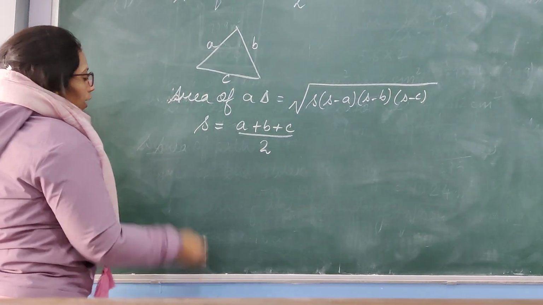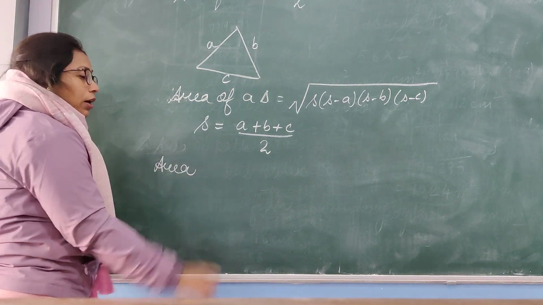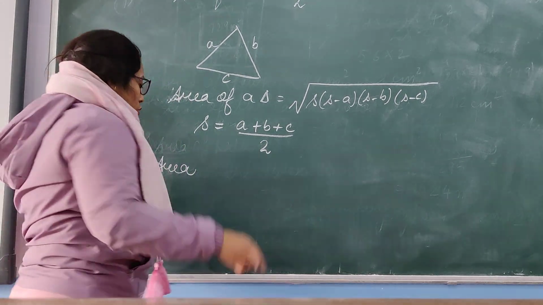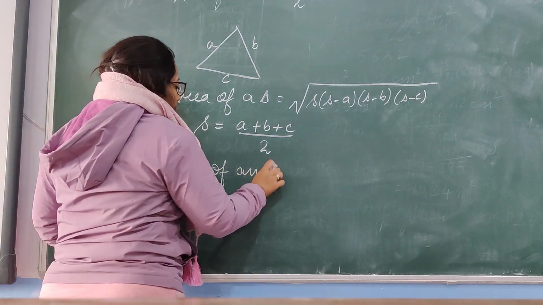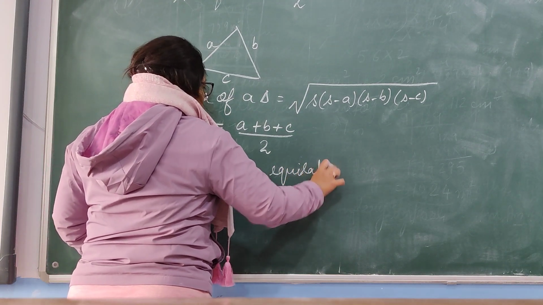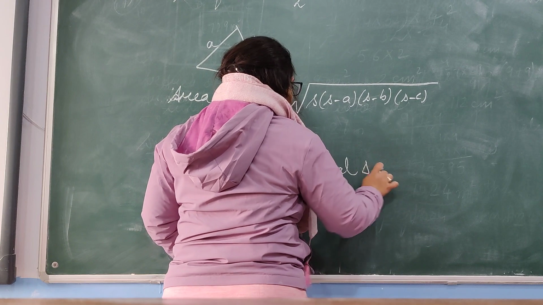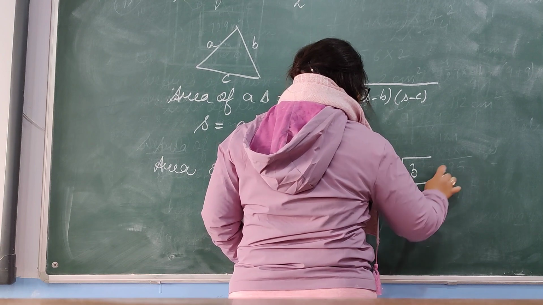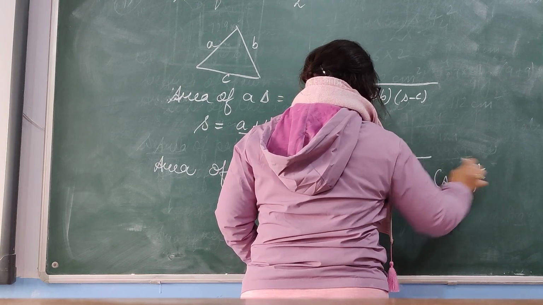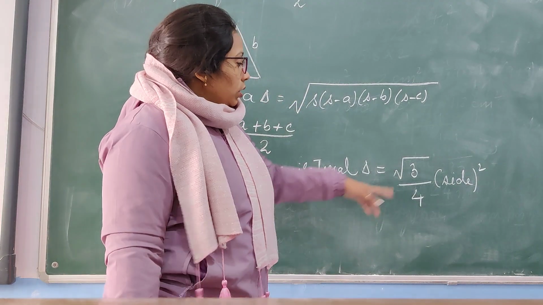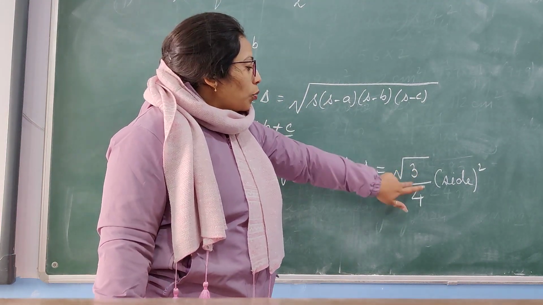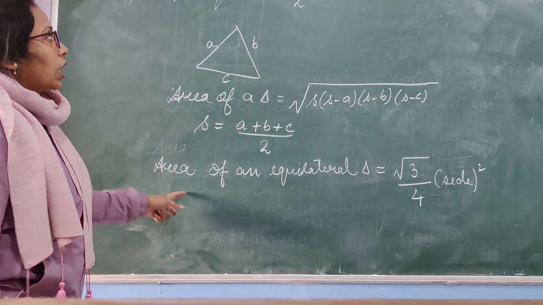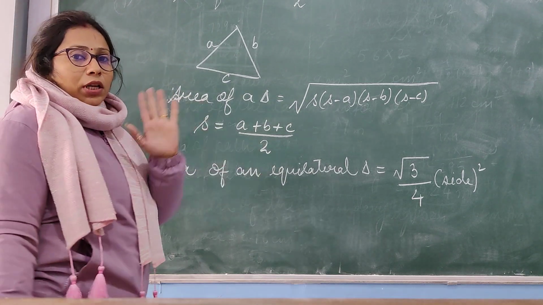Then, how to calculate the area of an equilateral triangle? An equilateral triangle is a triangle in which all the sides are equal. So the area of an equilateral triangle we calculate by the formula root 3 by 4 into side square, where root 3 is under root and this is upon 4. So these are the three formulas which we will be using in this particular exercise.